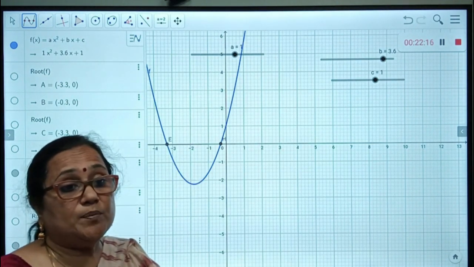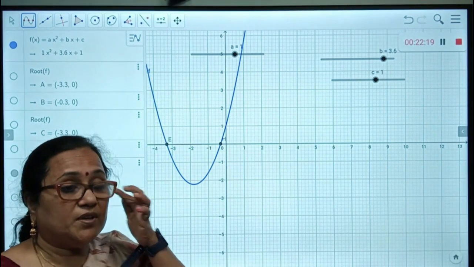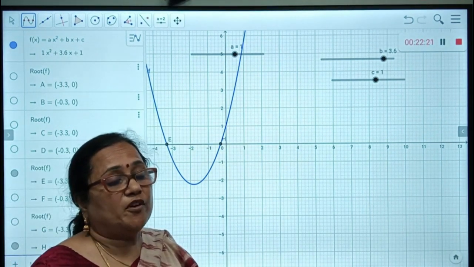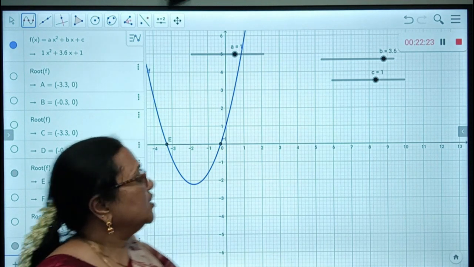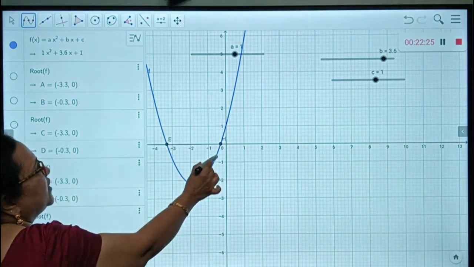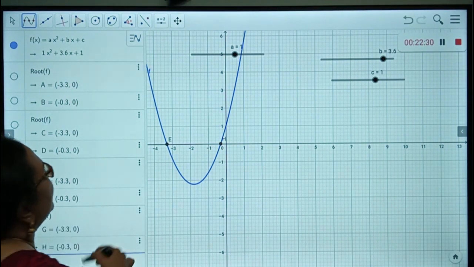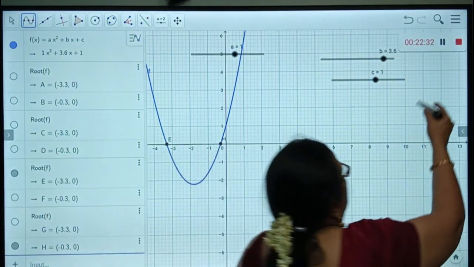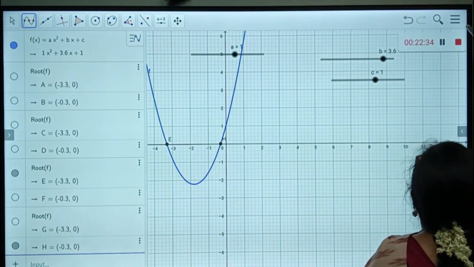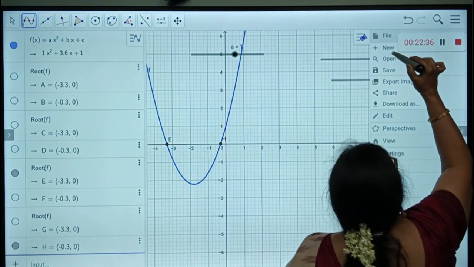If I equate it to 0, it becomes an equation. They are the roots of the equation. They are the values for which the y coordinate becomes 0. So E and H represent the roots of the polynomial. Okay. Now let us take another cubic polynomial. You have seen a linear, quadratic. Now let us see a cubic.